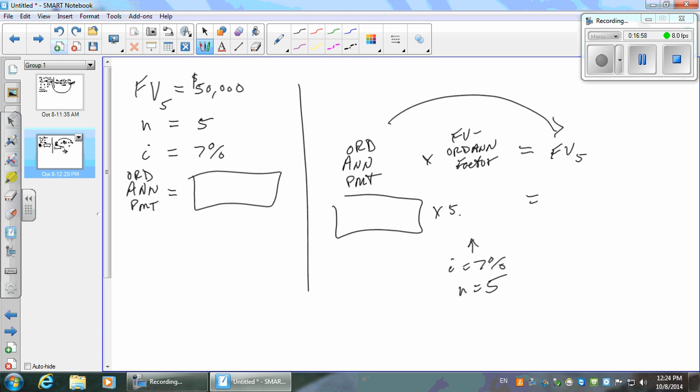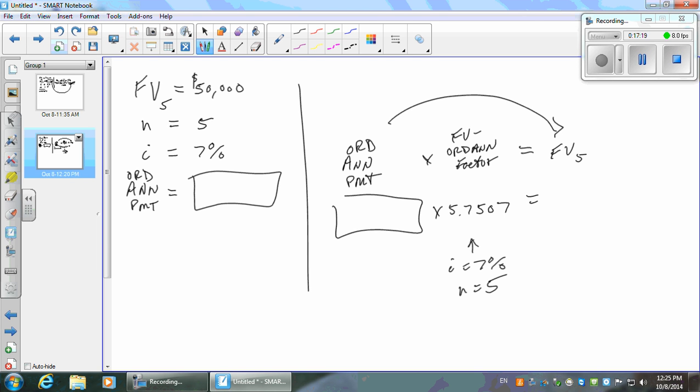Everybody find it? 7%, 5 periods. What's the factor? Page A3. Yeah, you want to get these out and look at them, you guys. What's worth $5.75? What's that worth, guys? What is that? What's that $5.75? What's worth $5.75?